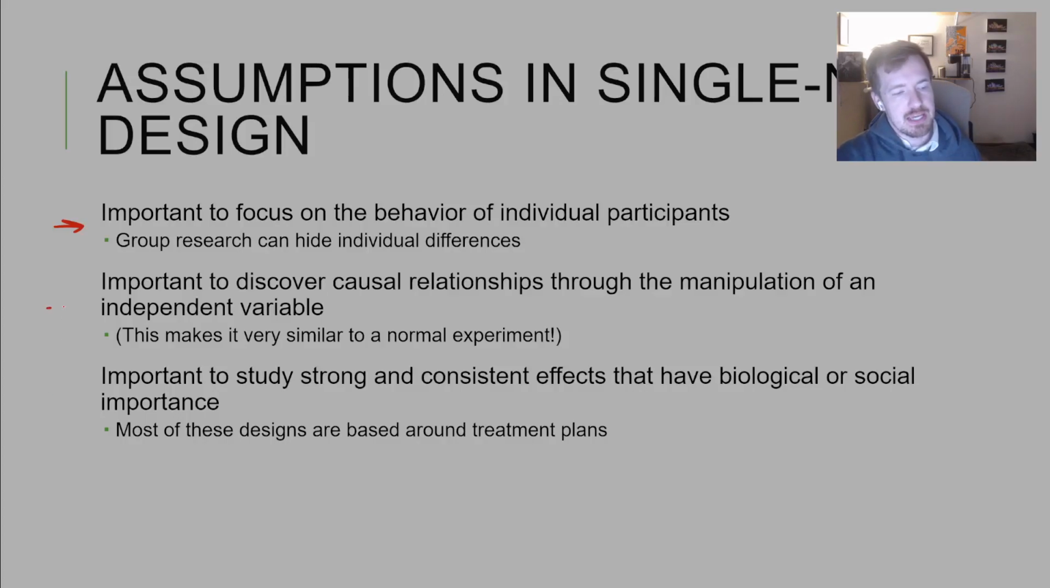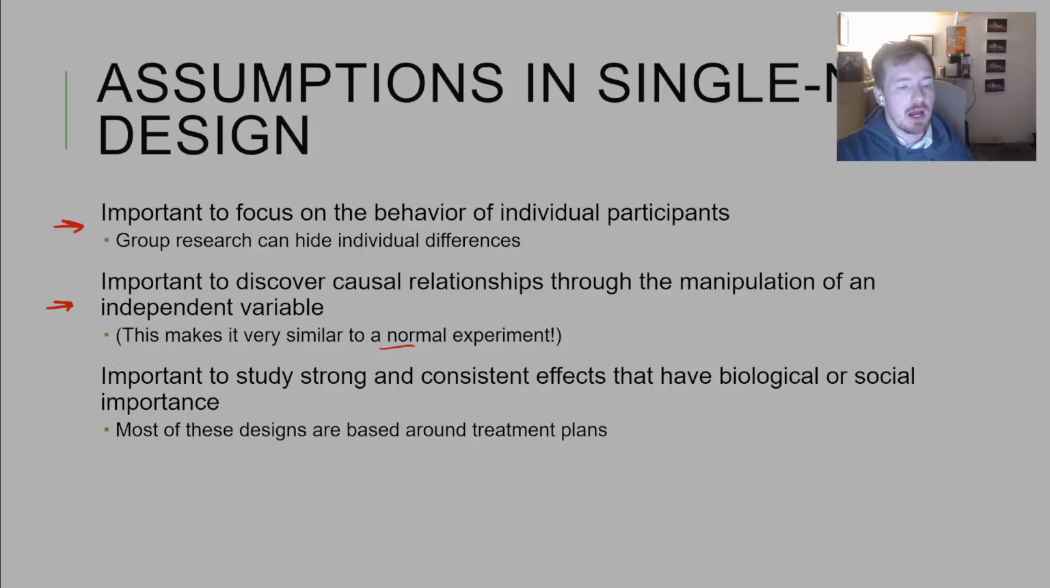The second principle that people who use single n designs hold is that it's important to discover how relationships change because of an independent variable. This is kind of obvious because most experiments are like this. But what they're saying is that if we want to understand a causal relationship, whether or not something causes a behavior to happen or to change, then we can look at one individual and track that in real time. We don't have to look at group trends. That is essentially a normal experiment, just with a single subject or a very small sample size.